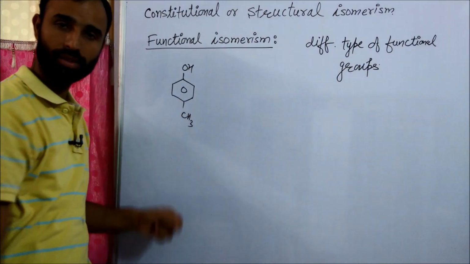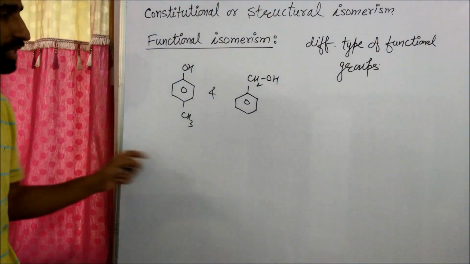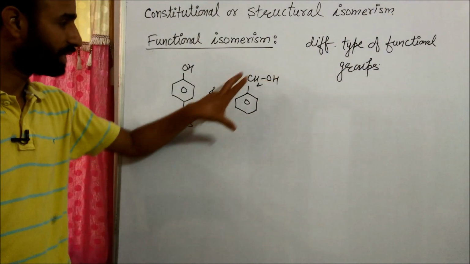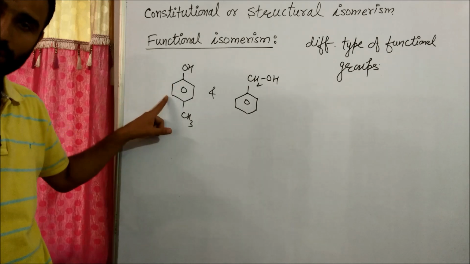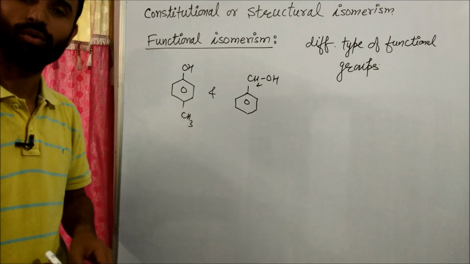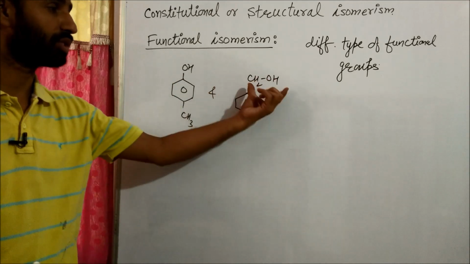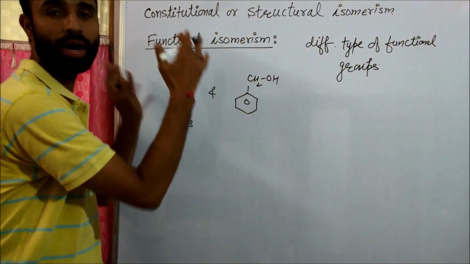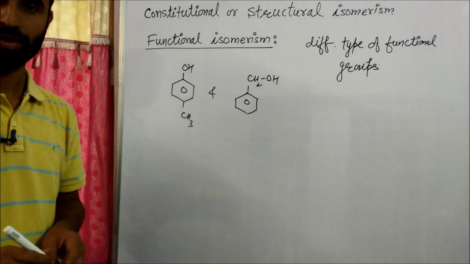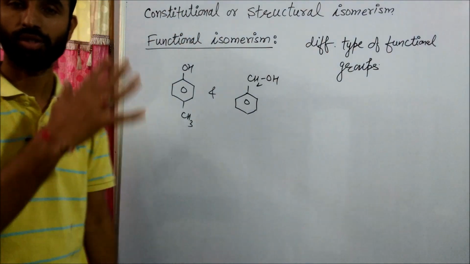Phenol, this is 4-methyl phenol, and this is benzyl alcohol. So benzyl alcohol and 4-methyl phenol, they are also functional isomers because it is one sort of alcohol and this is phenol. So phenol and alcohol are also functional isomers. This is all about functional isomers.